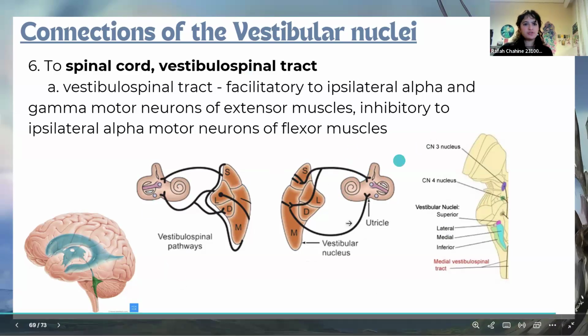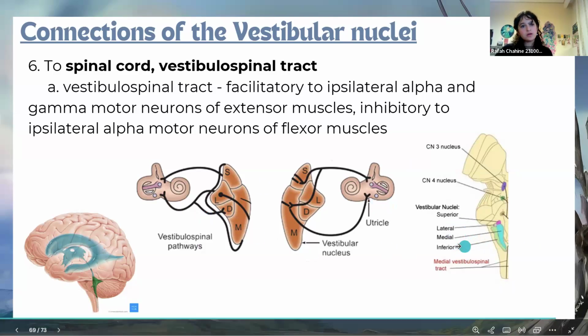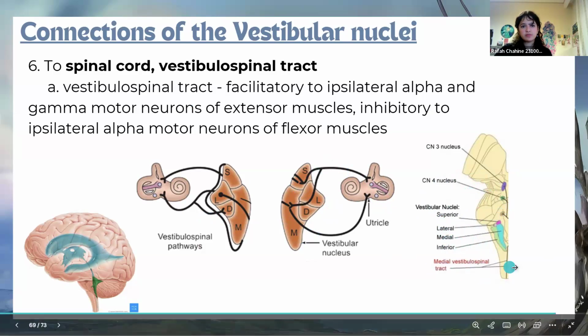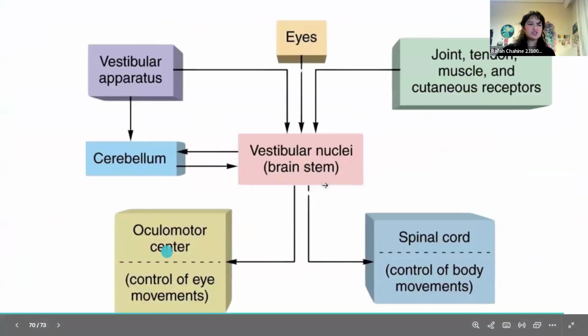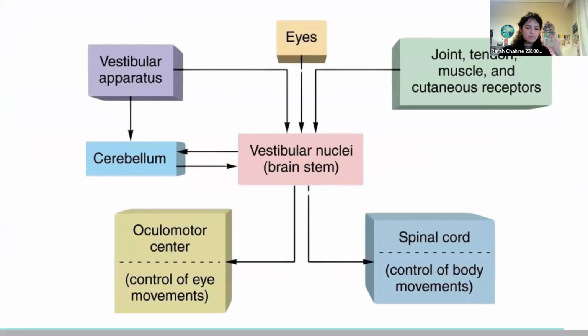I put these pictures just for us to be able to visualize where the nuclei are. And this is what the nuclei look like. And you can see cranial nerve number 3, cranial nerve number 4. These are all the vestibular nuclei. And then this is the medial vestibulospinal tract, and that will eventually extend downwards through the spine itself. And yeah. Okay. So this is essentially everything that we talked about. I hope everything I said was clear. Honestly, there's not much for you to understand.